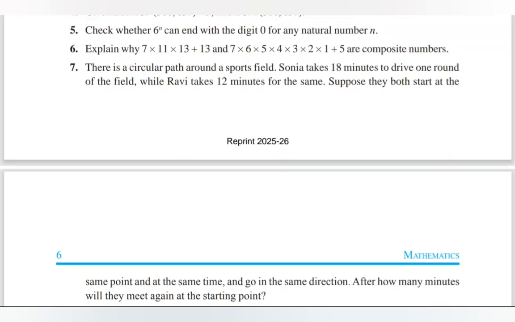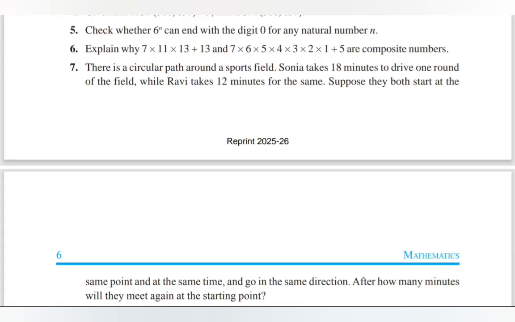Let's go to another sum. Last question of this exercise. So the question is, there is a circular path around a sports field. Sonia takes 18 minutes to drive one round on the field, while Ravi takes 12 minutes for the same. Suppose they both start at the same point and at the same time and go in the same direction. After how many minutes will they meet again at the starting point?